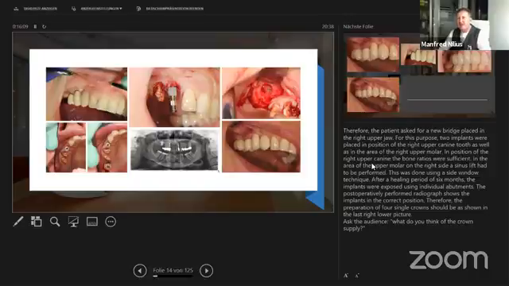She came later. The patient asked for a new bridge on the right upper side. For this purpose, 2 implants were placed in position of the right upper canine tooth, as well as in the area of the right upper molar. In position of the right upper canine, the bone ratios were sufficient. In the area of the upper molar, we had to do a sinus lifting. We normally make a lateral window. Maybe there's a standard. After a healing period of 6 months, we can load these, and we prepared 4 single crowns, as you can see in the next picture.